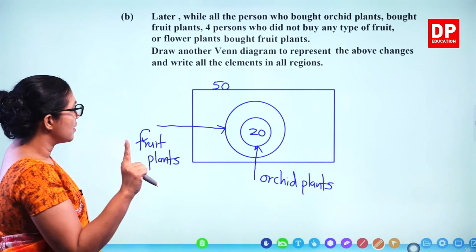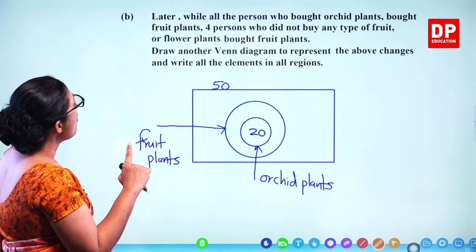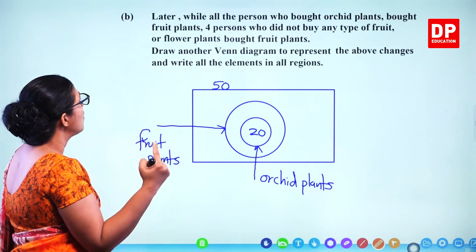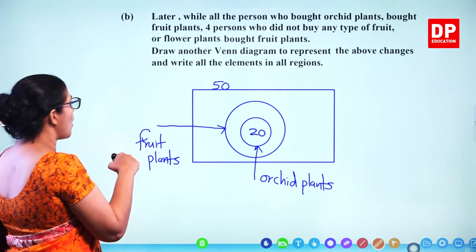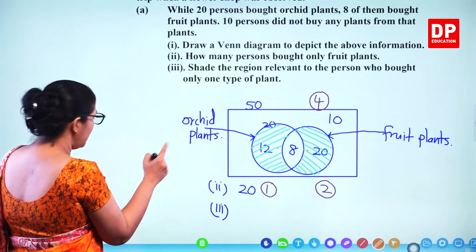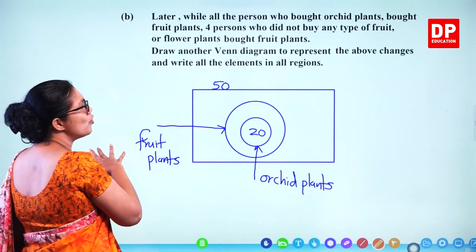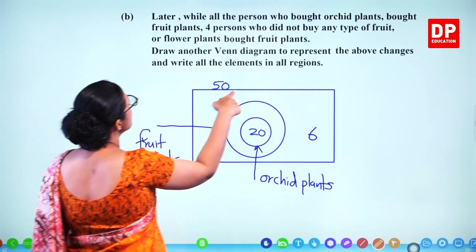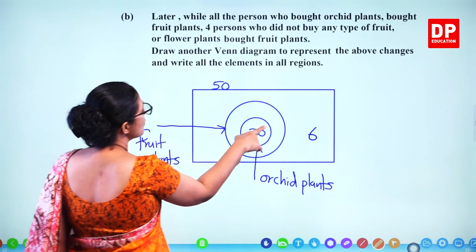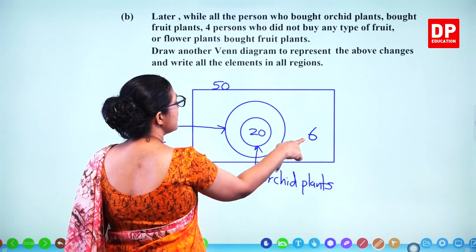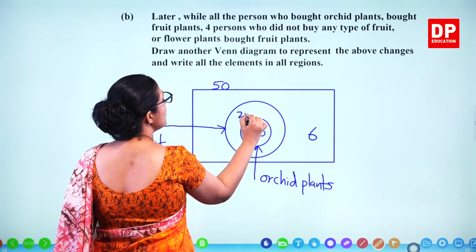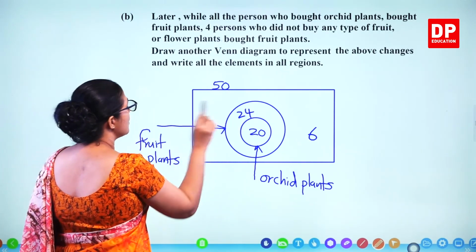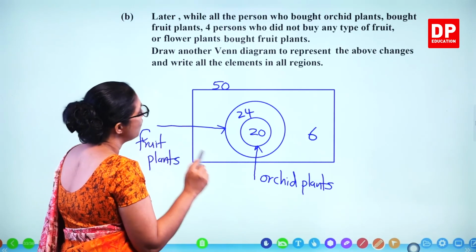That's not changing. Then 4 persons who did not buy any type of fruit or flower plants bought fruit plants now. So earlier it was 10. Now 4 persons moved. So this becomes 6. So 4 persons go here. So 50, 20, 30. 30 minus 6, this should be 24. Earlier 20, 4 persons moved here. So this is the final diagram.